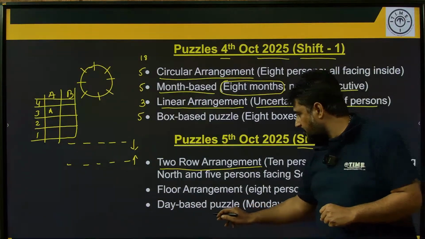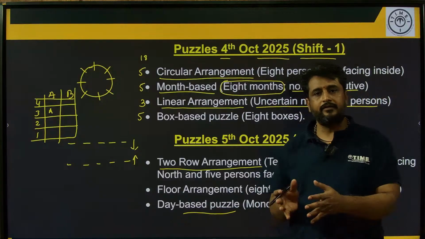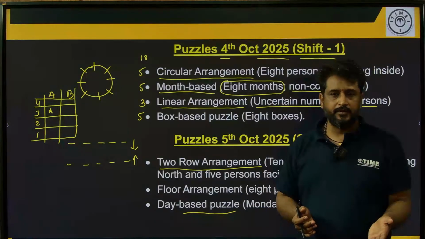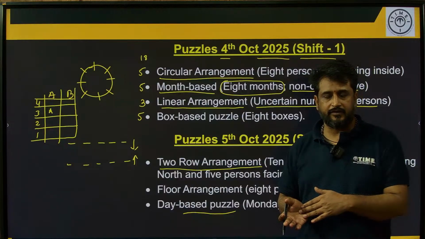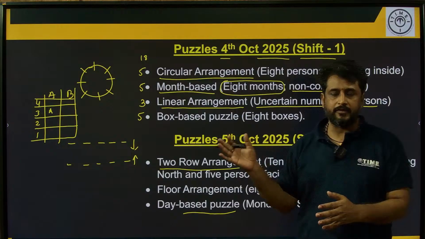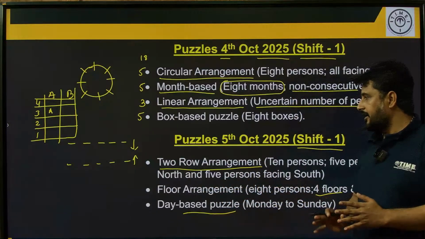In a day-based puzzle, what is given? 7 persons who are attending their interviews on 7 different days of the same week. And A attended before B, B attended after C. The number of persons attended before A is the same as the number of persons attended after C. This kind of clues were given in a day-based puzzle.